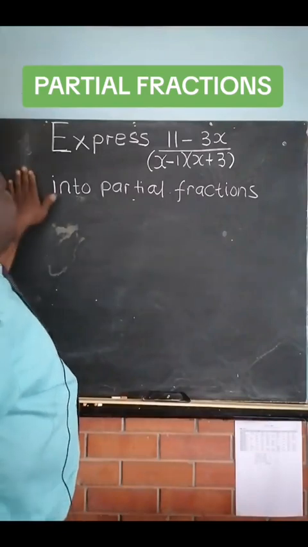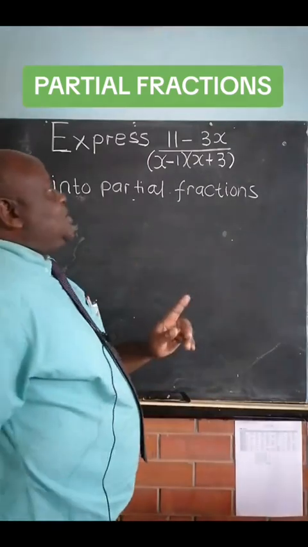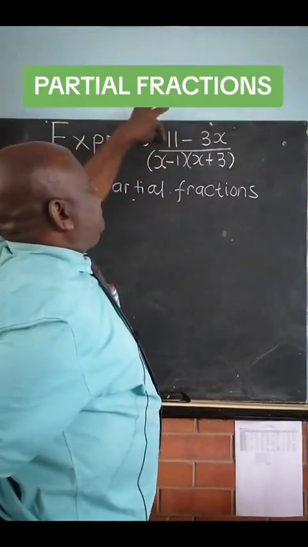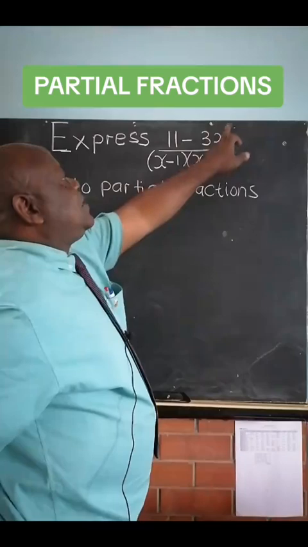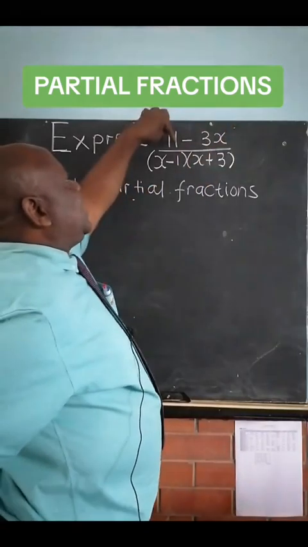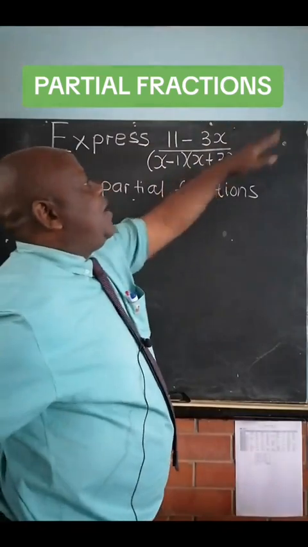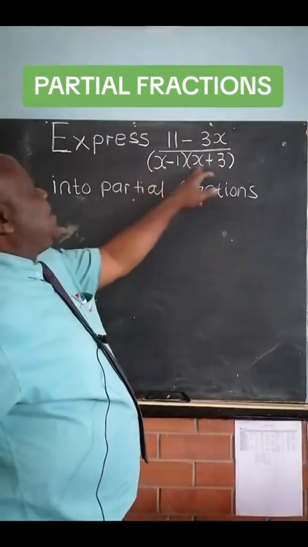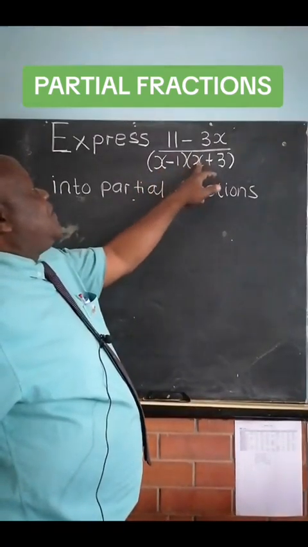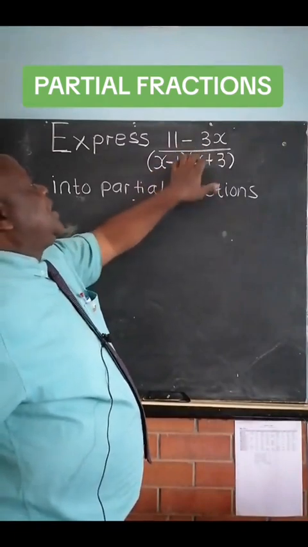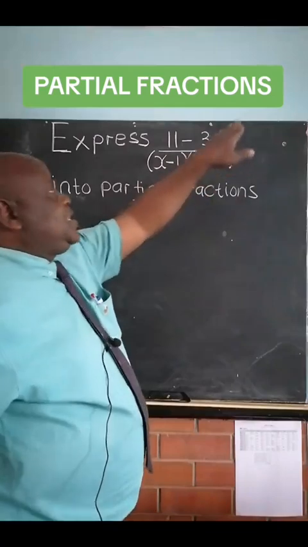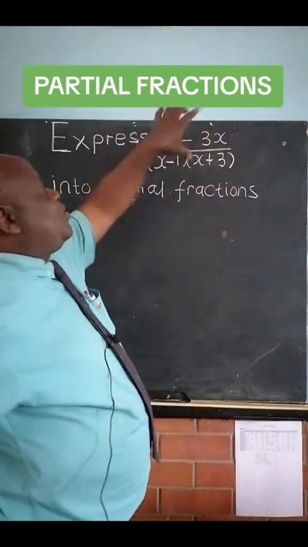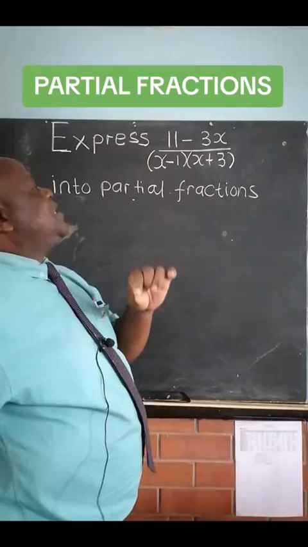As far as algebraic fractions are concerned, we check with the degree of an expression. This numerator here is 11 minus 3x. X has got an exponent of 1, so the degree of this expression is 1. But let's check the degree of the expression in the denominator. If I multiply this out, the first by the first will give me x squared. So the degree of the denominator is 2, while the degree of the numerator is 1. In algebra, we call this a proper fraction as well.